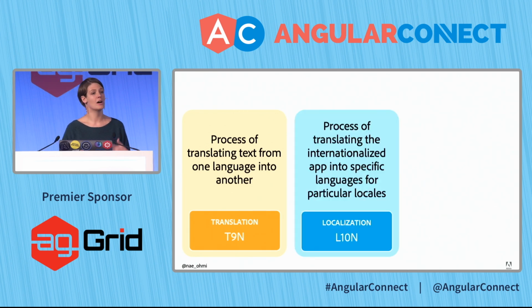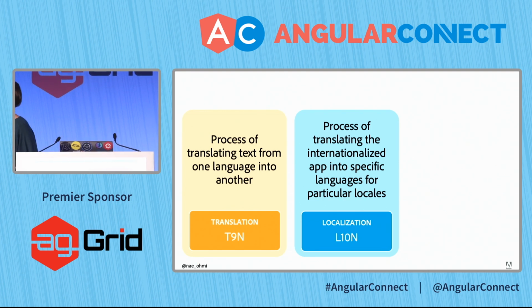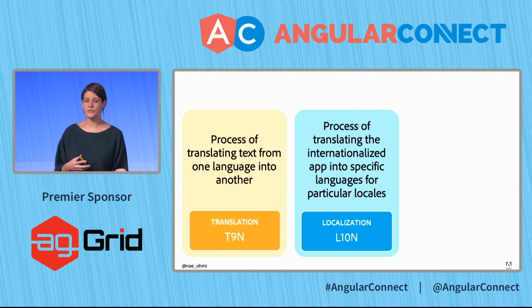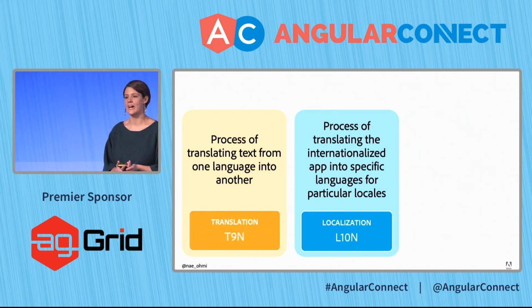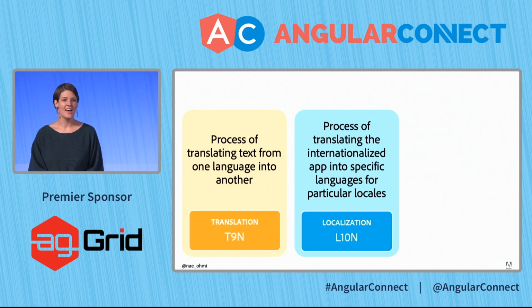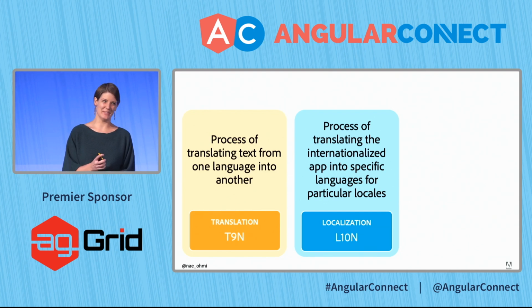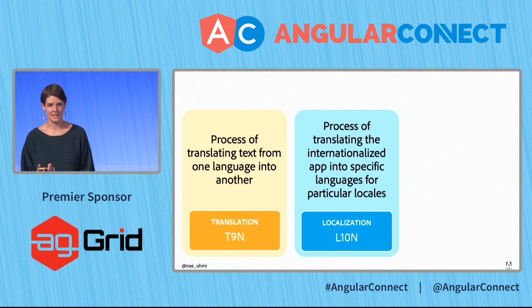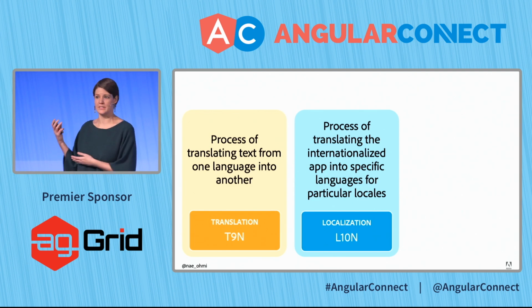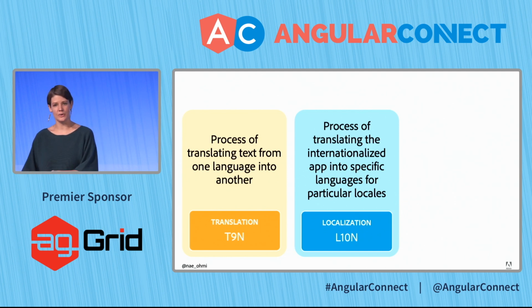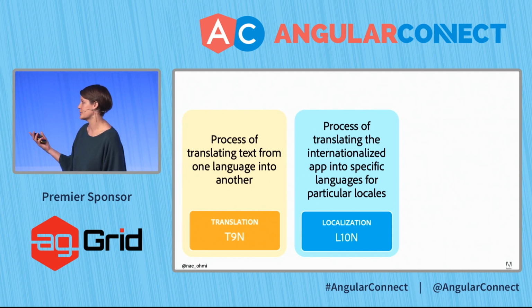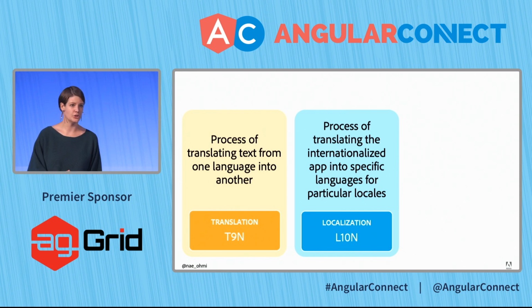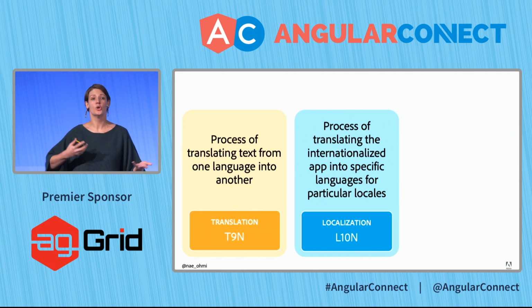The next level up of granularity is localization, or L10N. And localization is the process of translating the internationalized app into specific languages for particular locales. And we're here in London in the UK, but I spelled localization with a Z because I'm American and I live in the US. And that's an example of localized text. So in the US, we would spell localization with a Z because we're English in the US. But in the UK, we would spell localization with an S because it's English in the UK. So they're both English, but they're different locales or regional dialectic variations.